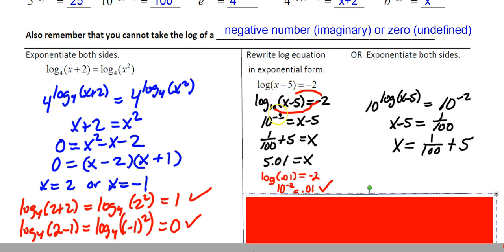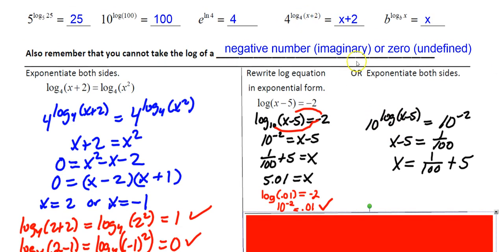I can rewrite this in exponential form by saying this is base 10, so 10 to the negative 2 power equals x plus 5. I could also exponentiate both sides using a base 10. I could say 10 to the log base 10 of x plus 5 equals 10 to negative 2. I end up then with x plus 5 using this property up here. End up with x plus 5 is equal to 10 to the negative 2, which I've changed to 1 over 100. I probably should have left this as 10 to the negative 2 here.